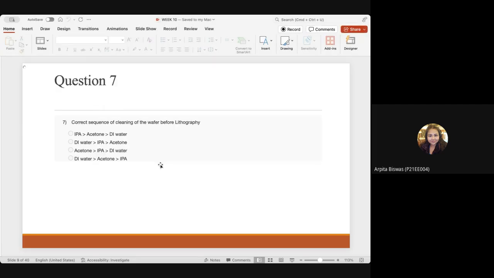Correct sequence of cleaning the wafer before the lithography. In the lecture the steps are given, so I've directly taken this question from there. First option is IPA, then acetone and DI water. Second option is DI water, IPA, or acetone. Third option is acetone, IPA, DI water, and option D is DI water, acetone, or IPA.